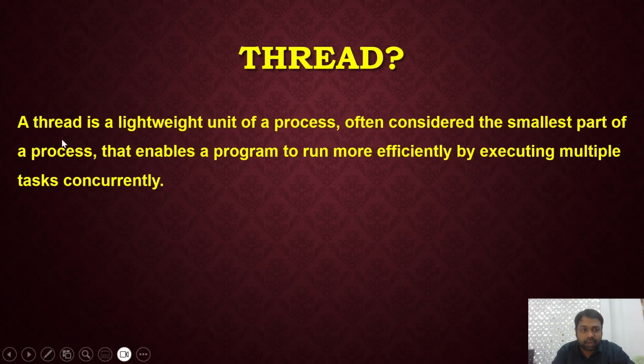Here, in the definition, I'm telling you, a thread is a lightweight unit of a process, often considered the smallest part of a process. That means the entire process is there, but the thread is the smallest part of the process that enables a program to run more efficiently by executing more tasks concurrently. And one more thing we need to remember: multiple tasks concurrently. Using threads we can do more than one task at a time. Multiple works at a time. Multitasking, what does multitasking mean? Running more than one task at a time, right?